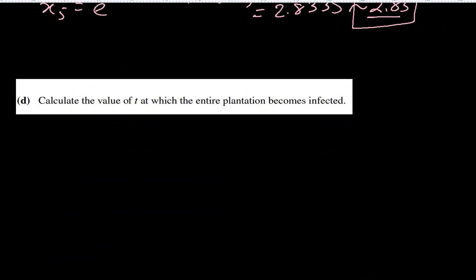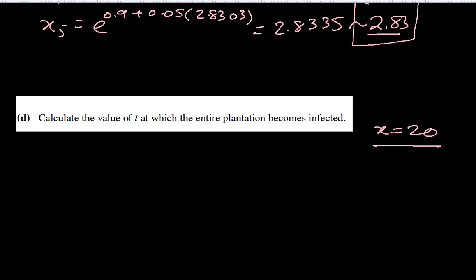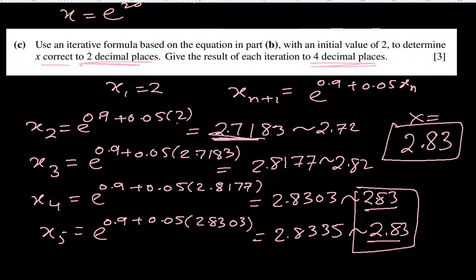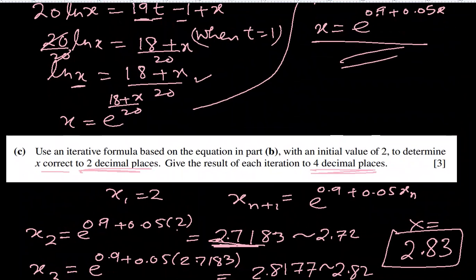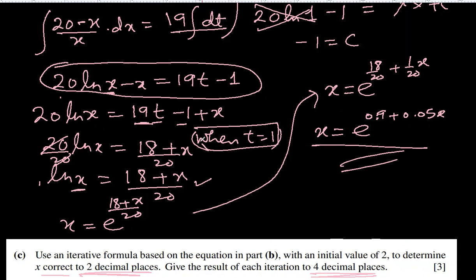This is another part. Calculate the value of t at which the entire plantation becomes infected. So we'll go back to our original equation, not the e to the power one, which was this one. We'll use this equation with this one. Why? Because when we got t equal to 1, we got this expression, so we can't use this. We will use this when t is unknown.